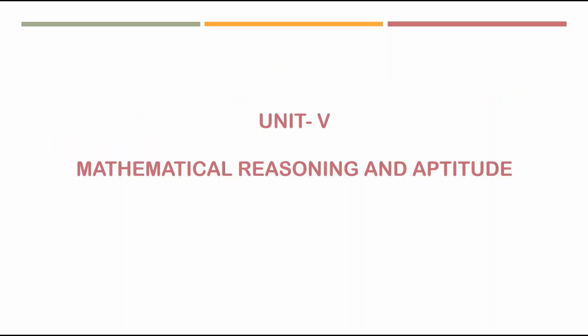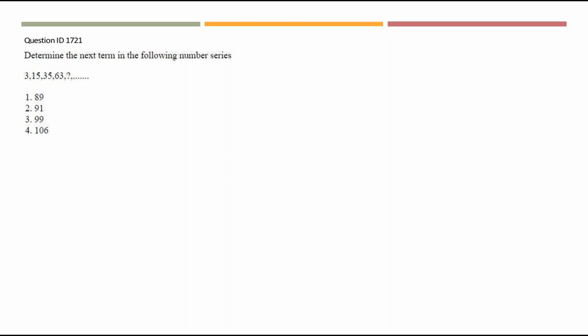Let's move on to Unit 5, Mathematical Reasoning and Aptitude. Determine the next term in the following number series. We have 3, we have 15, we have 35, we have 63. 3 into 5 will give 15. 5 into 7 will give 35. 7 into 9 will give 63.